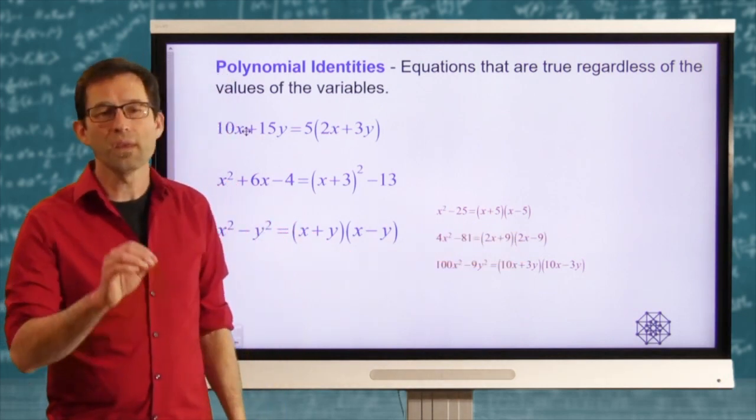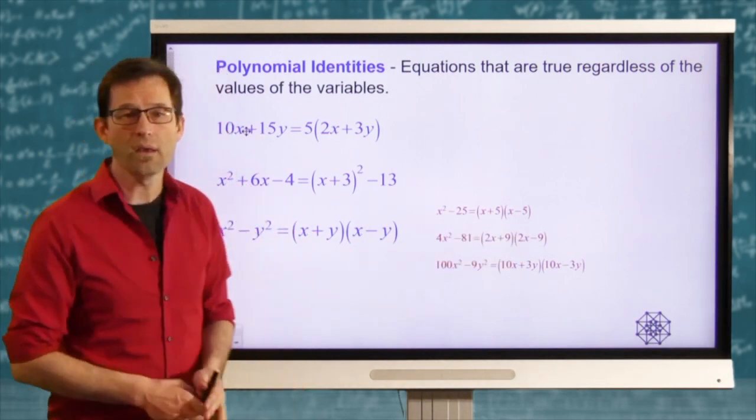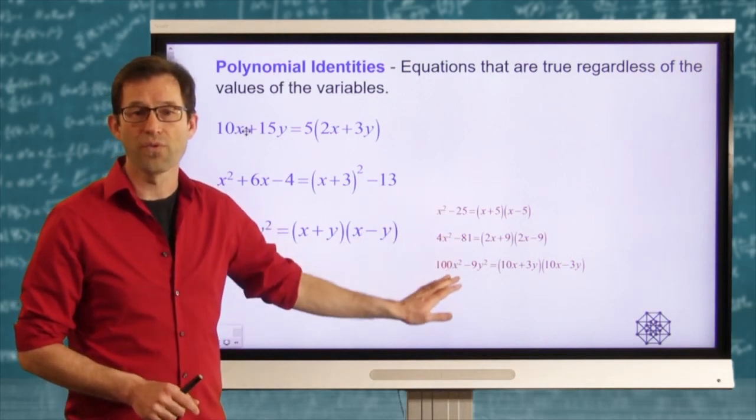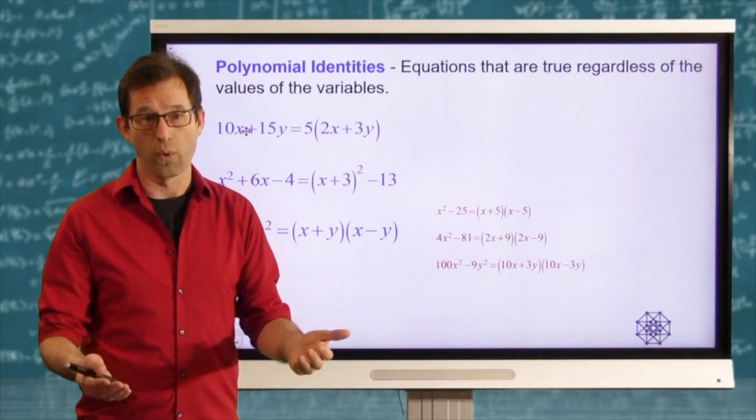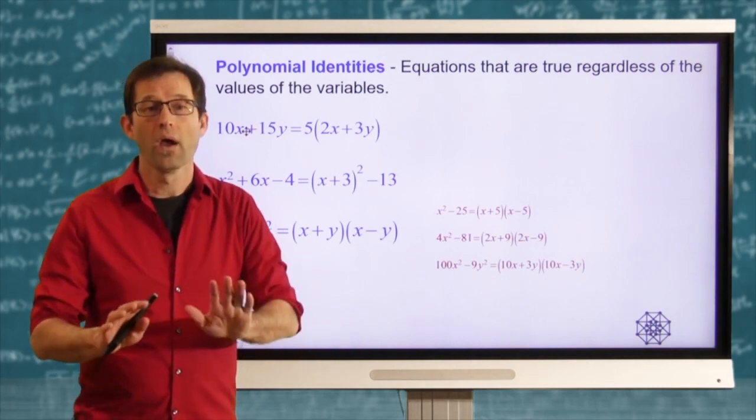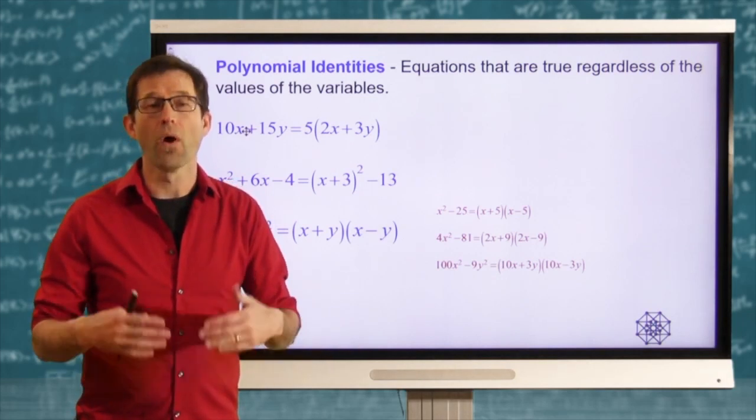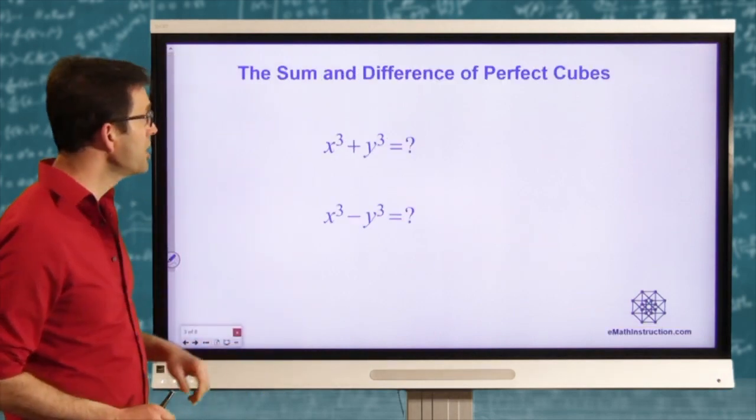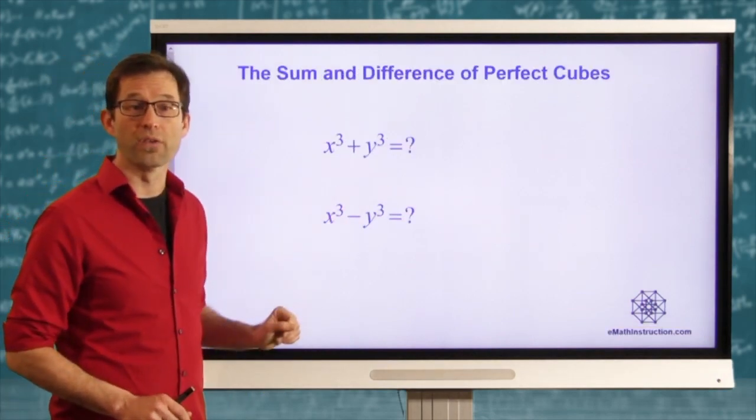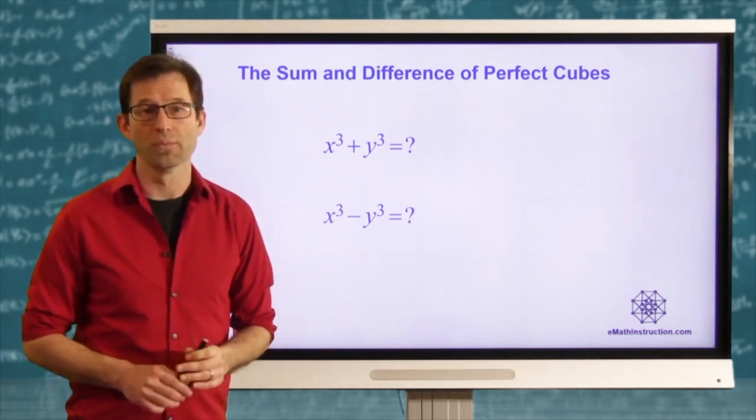And note, the key with identities is the idea that we can take these three things and we can replace them with these three because they're equivalent, right? Identities work no matter what, all right? They're always true. What we're going to be doing today is we're going to be looking at the sum of perfect cubes and the difference of perfect cubes.